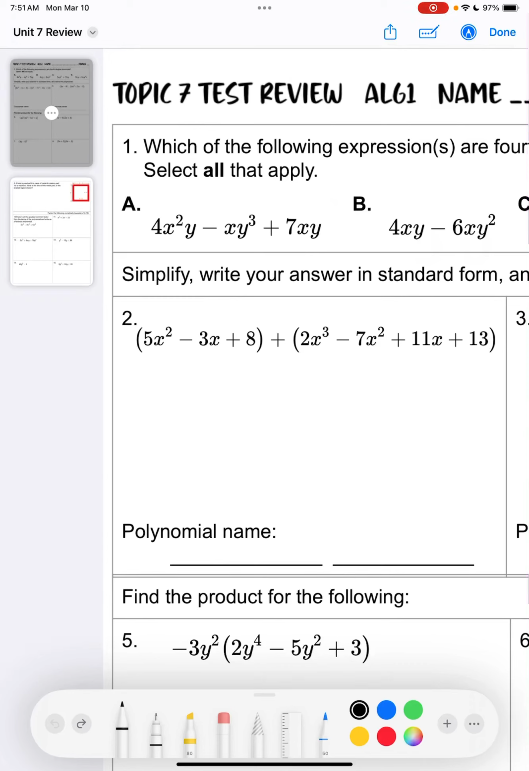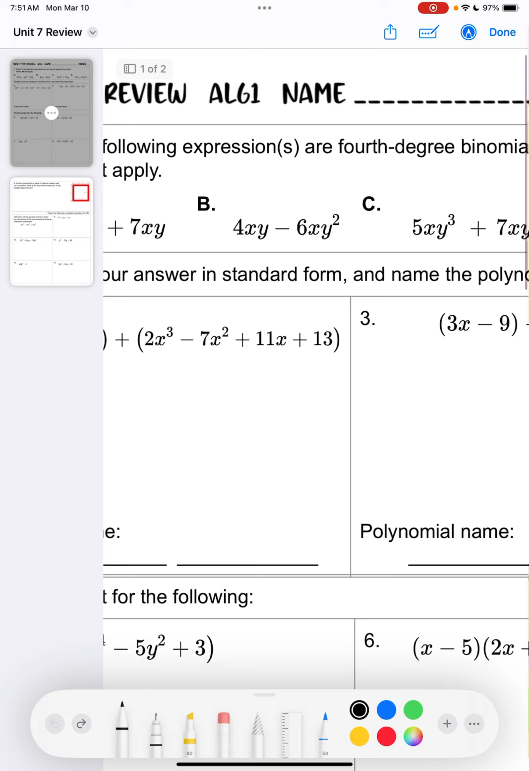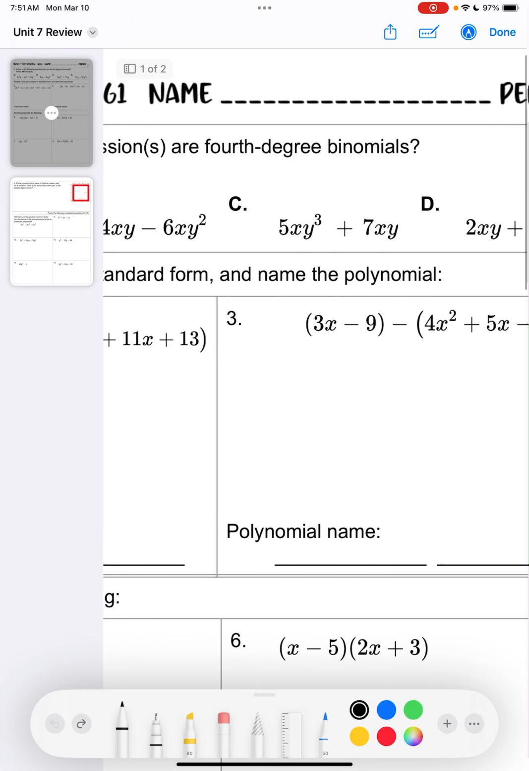All right, this is the test review of the practice test. We'll talk through these questions and talk about the process here. So, question 1, which of the following expressions are fourth degree binomials?